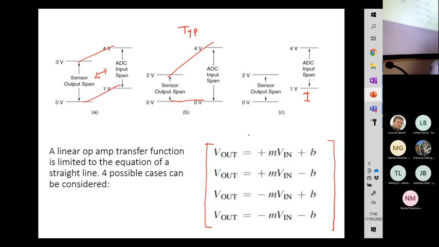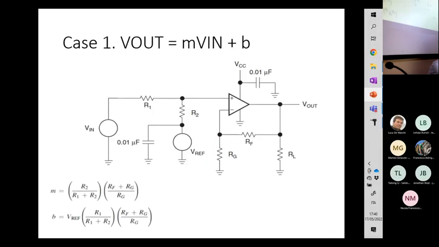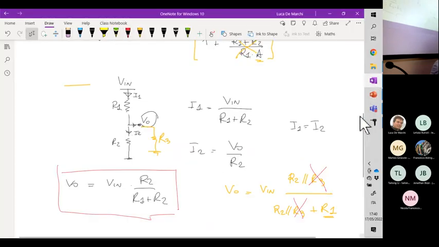So all this relationship can be realized with different circuit topologies. So in case number one, when M is positive and B is positive, it is provided by this configuration here. So how does it work in practice? So let's do some calculation.